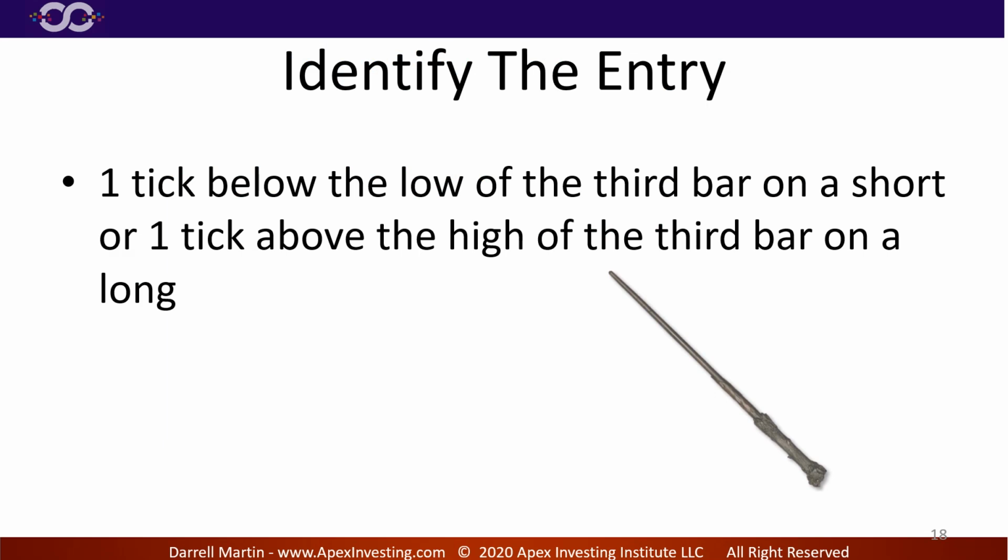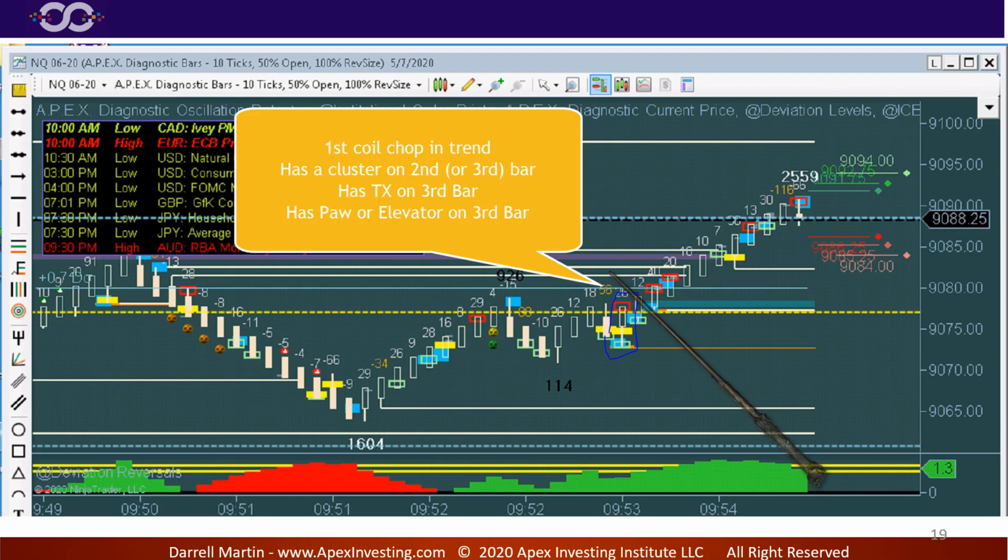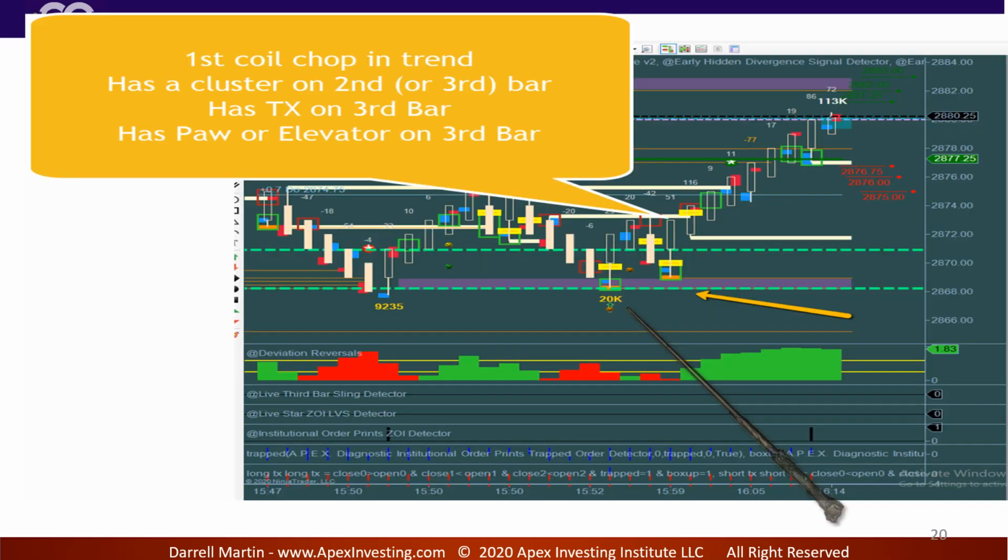Now, where do you get in? You're going to get in one tick below the low of the third bar on a short, going with the trend, or one tick above the high of the third bar on a long, going with the trend. So in this right here, you got up, down, up. You're getting one tick above the high of this bar. Okay? And then right here, you got up, down, up. So we got one going down. Now we're going up. One tick above the high of this bar.